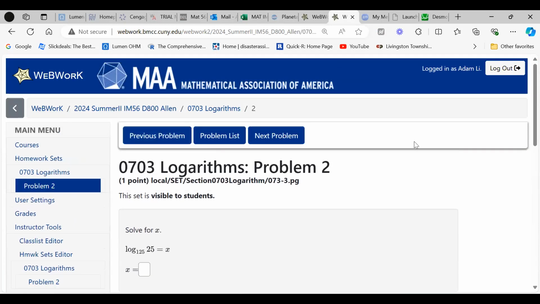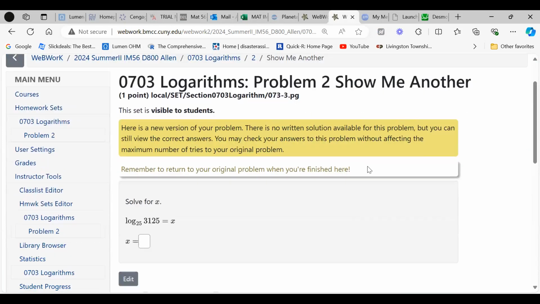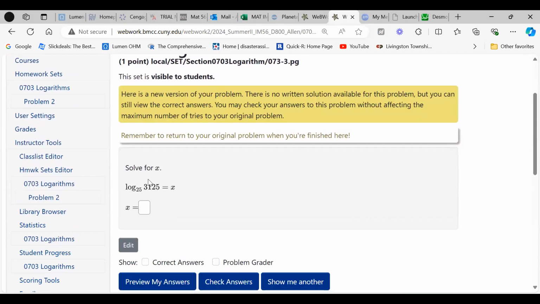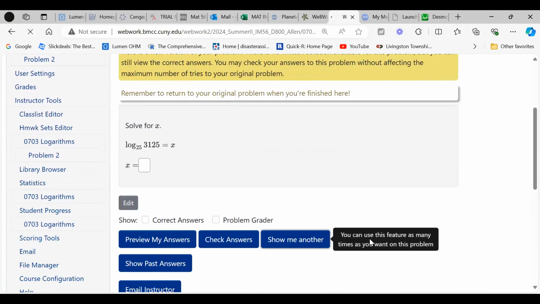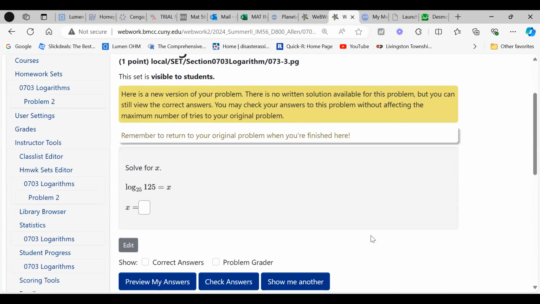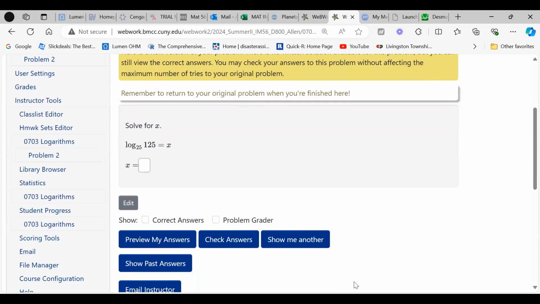All right, let's move on to the next problem. Very similar one, but then let's try a different one. Okay, this one is a little too much. Yeah, let's try this one. Very similar to the one we just did.